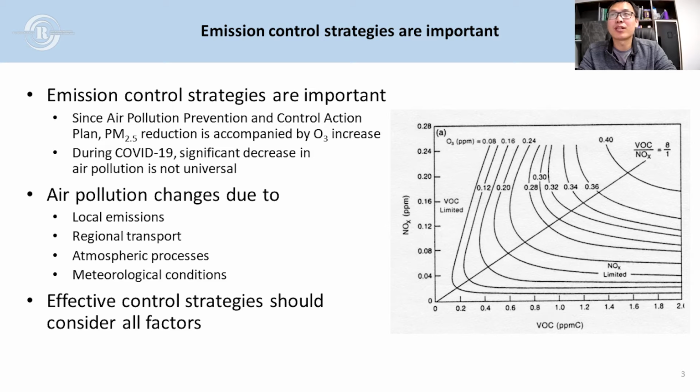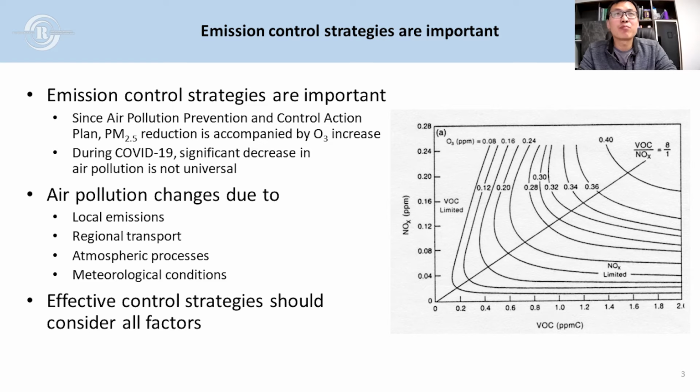Emission control strategies in China give us a very good example. Since the air pollution prevention and control action plan, the PM2.5 reduction in China is accompanied by ozone increases. So it's very important to reduce one pollutant while not allowing another one to increase too much. Also during the COVID-19, significant decrease in air pollution is not universal, not everywhere. We also see reduction in some pollutants, but increases in other pollutants.